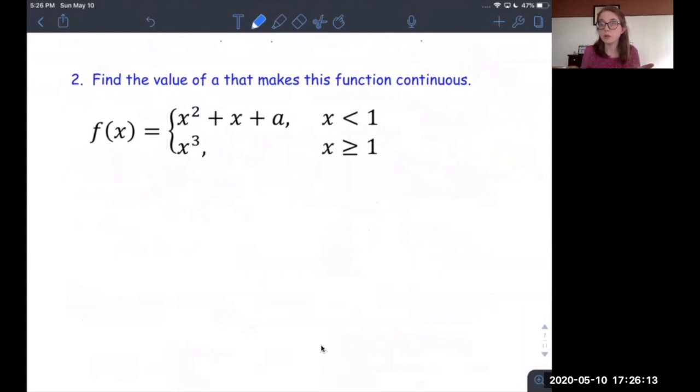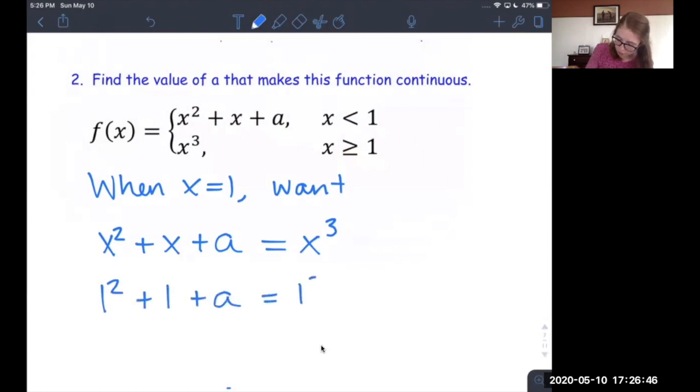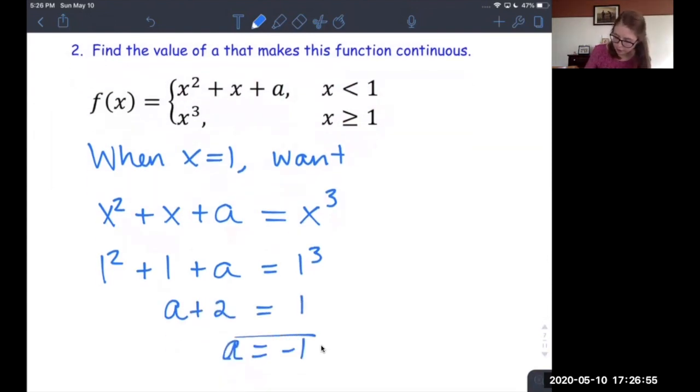So since this is a 2-part piecewise function, to be continuous, we basically want the pieces to come together at the same place. So when x equals 1, we want x squared plus x plus a to be equal to x cubed. And so all we need to do here is plug in x equals 1. So 1 squared plus 1 plus a equals 1 cubed. And so that means that a plus 2 has to equal 1, and a has to be negative 1. And we've succeeded in finding the value that will work.